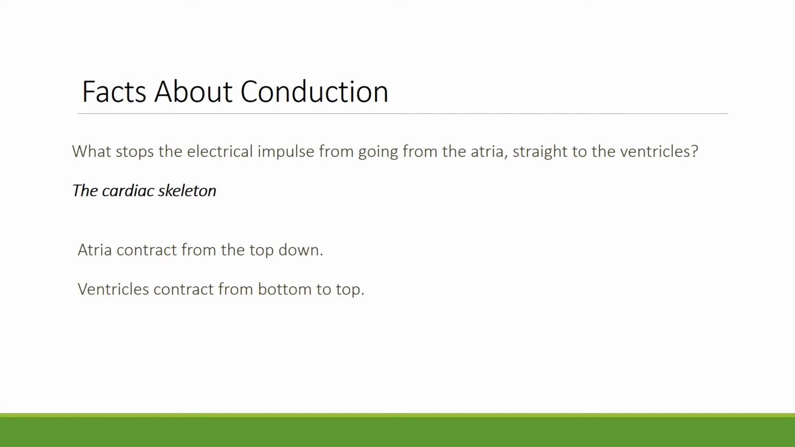An important thing to recognize is that the electrical impulse does not go straight from the atria into the ventricles. It passes through the electrical system. And the reason it does not is because there's a cardiac skeleton separating the atria from the ventricles. Atria contract from the top down, ventricles contract from the bottom to the top.